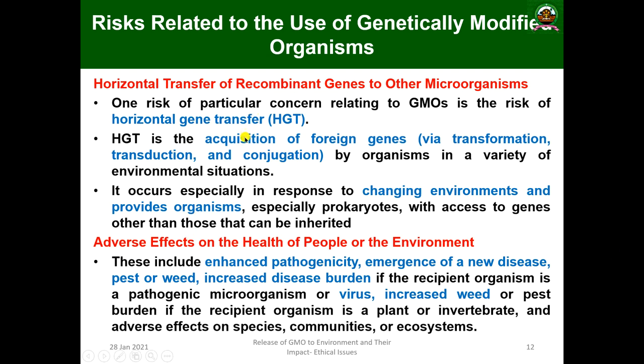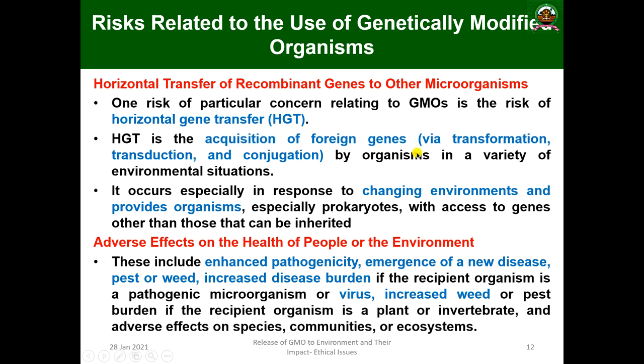The next one is the transfer of a gene from one particular organism to another, and this process is known as horizontal gene transfer, or HGT. In horizontal gene transfer, the gene is transferred from one organism to a similar organism horizontally, and this gene will be created.